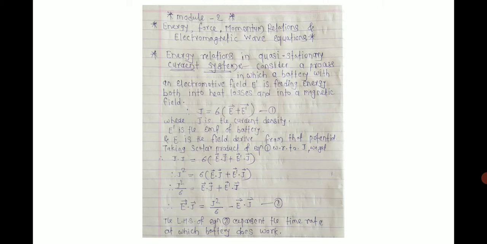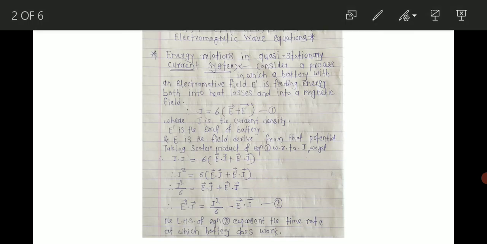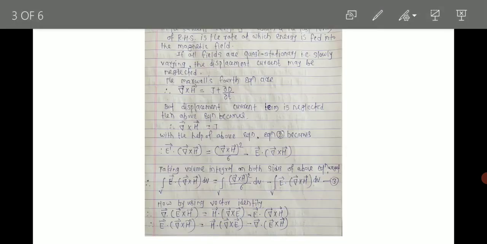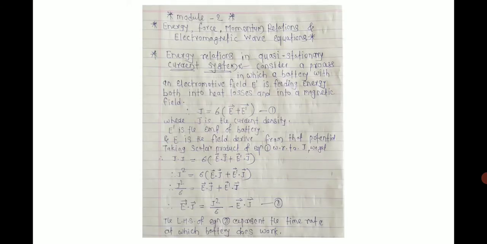Then the significance of equation number 2: the LHS of equation 2, that means E dash dot J, represents the time rate at which the battery does work, meaning that it provides the electromotive field E dash.